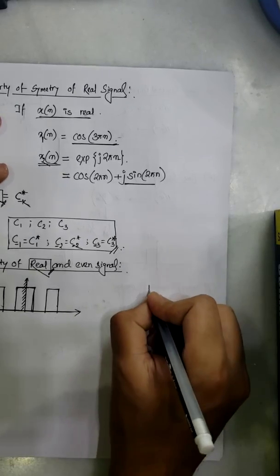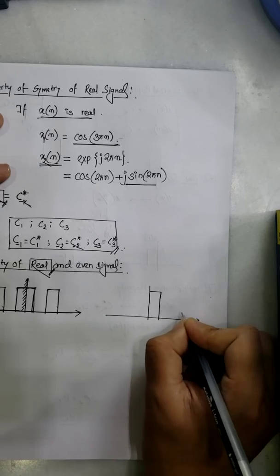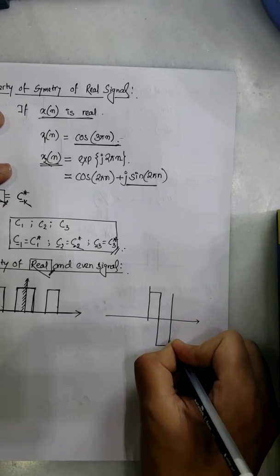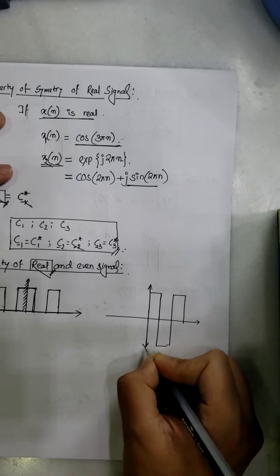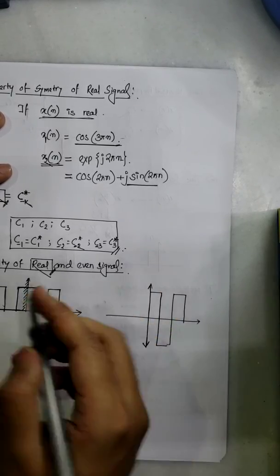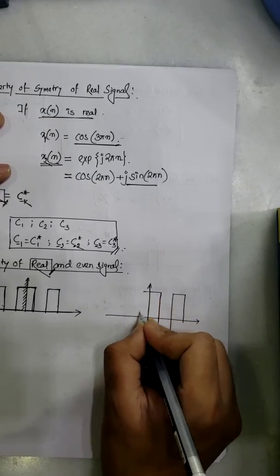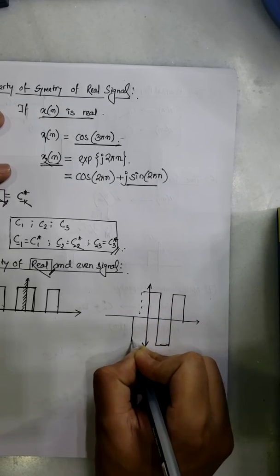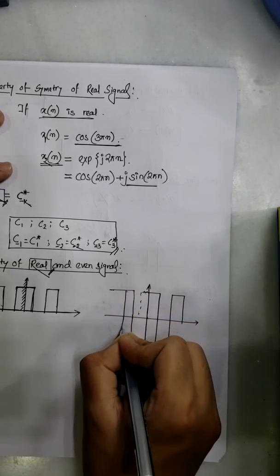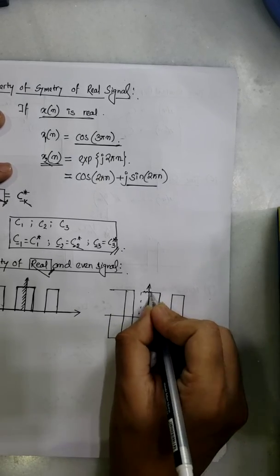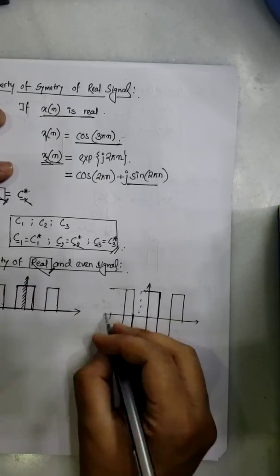And what about an odd signal? The odd signal says that if the signal, say something like this, is mirrored about the y-axis, it will also give the same value but in the negative direction. So instead of this signal going like this, it will start from here. This signal starts in the negative y-axis, negative x-axis.